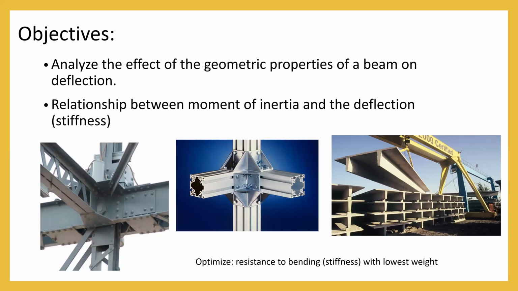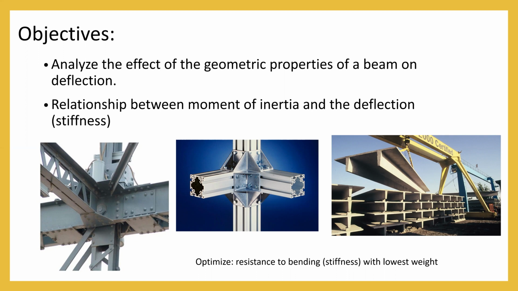So again, the objective is to analyze the effects of the geometric properties of a beam on the deflection. So mainly what we're going to be looking at is the relationship between the moment of inertia and the deflection of the beam, or the rate at which the beam deflects when it is loaded. So the rate at which it loads, or deflection, pretty much the slope of the loading and the deflection curve is called the stiffness of the beam. And that's really important because when we're in the linear elastic range, then we can use that as a predictive measurement to estimate if we load the beam this X amount, how much would it actually bend, or how much would it deflect in the center.